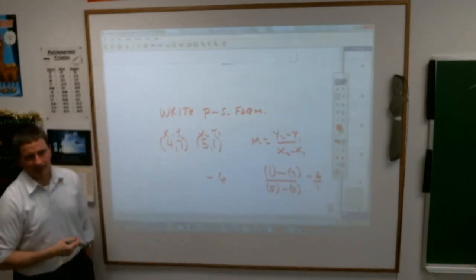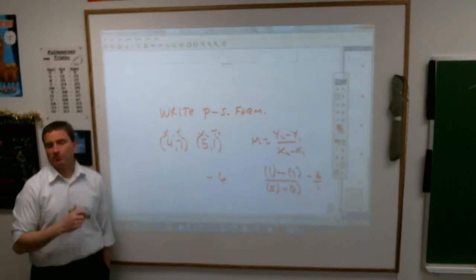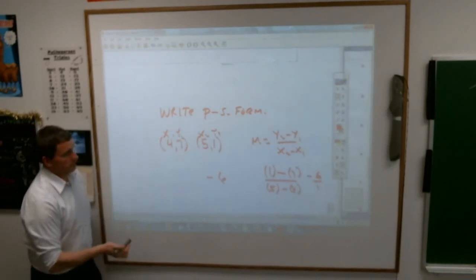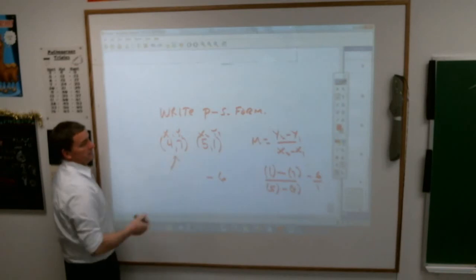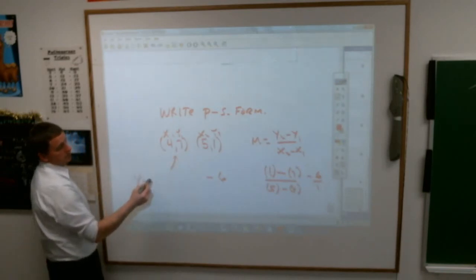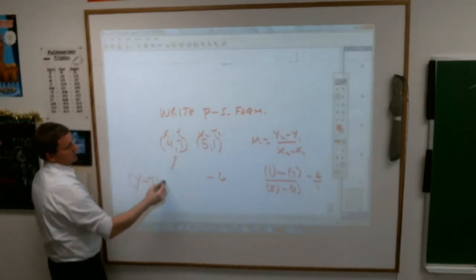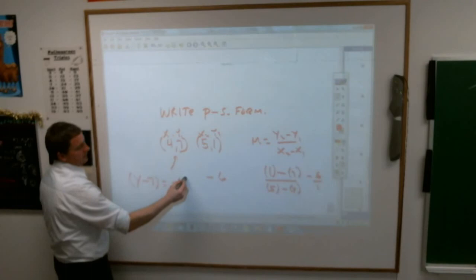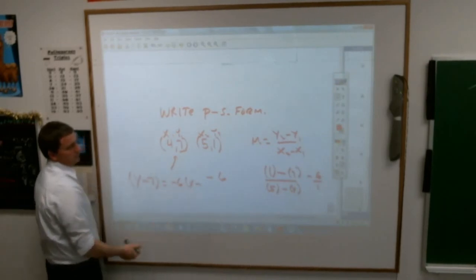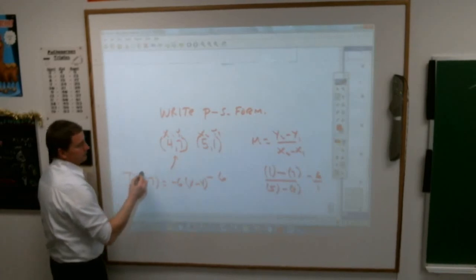And like Alex said, which point do I use in my formula? It really doesn't matter, but the book or somebody will tell you which one. Let's just use the first one given. So if I'm writing it out, it's y minus 7 equals -6 for my slope, x minus 4. That's beautiful.